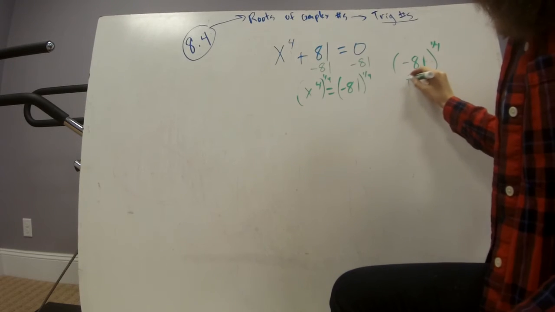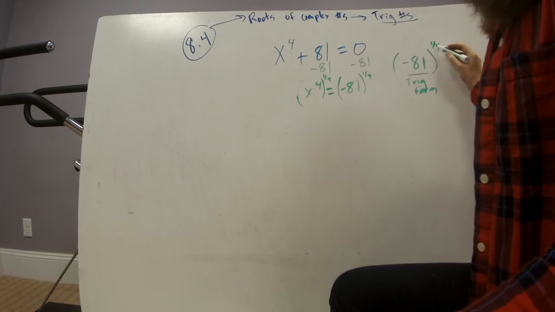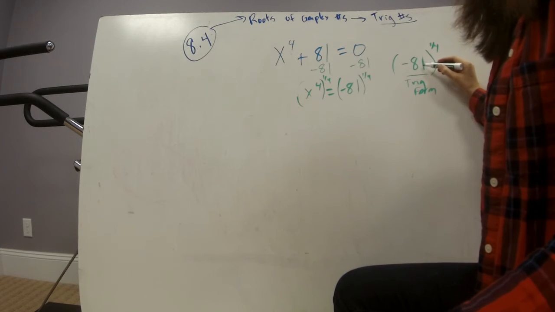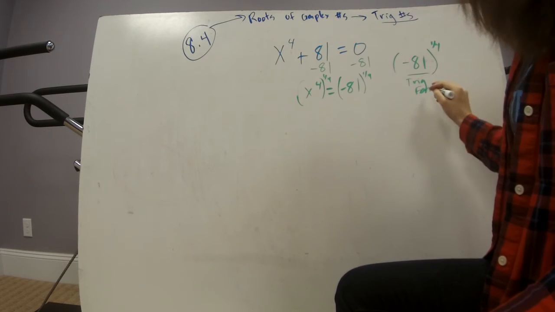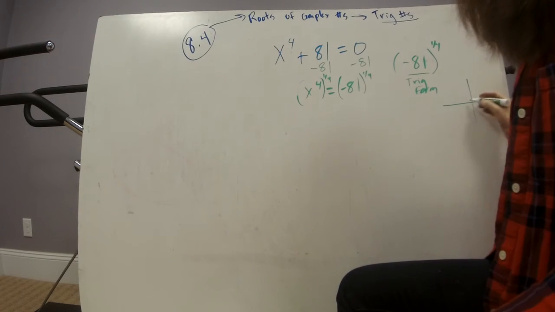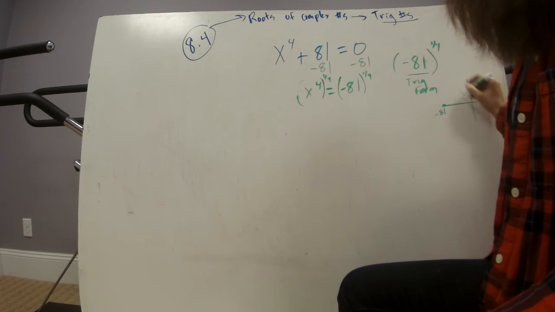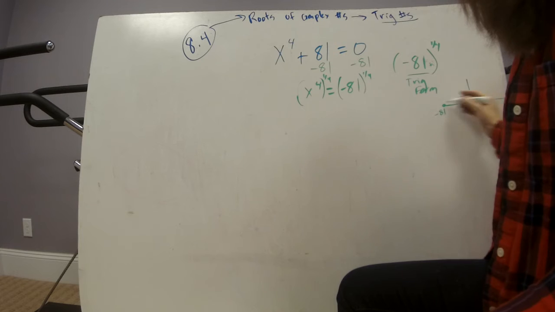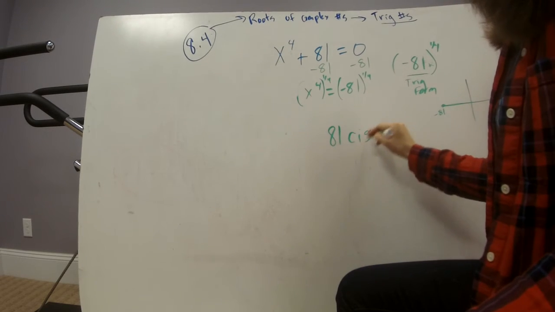But we actually need to put this in trig form first. Which might be a little confusing because you might be like, well, the 4th root of 81 is 3, so maybe we're going to have like 3i. So we can talk about that in a second. But trig form of this, negative 81 is actually just over here 81. Right? Because it's got 0 i's on it. So this actually is 81 cis 180.